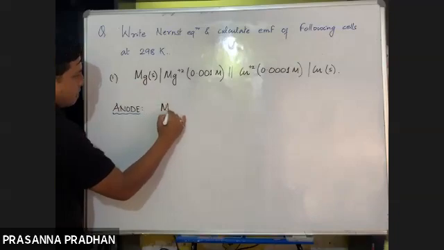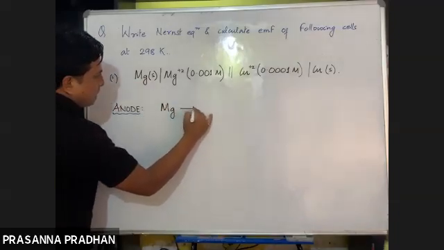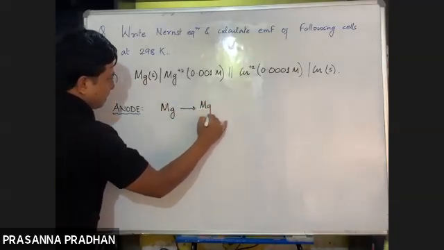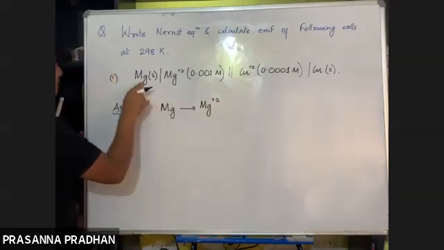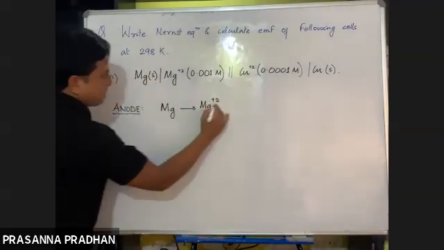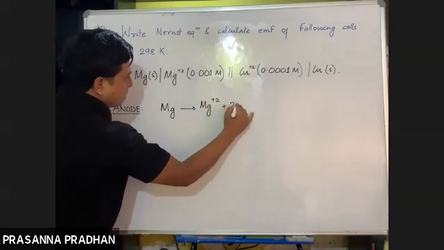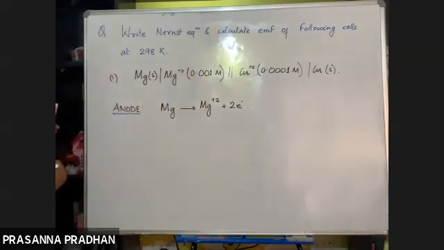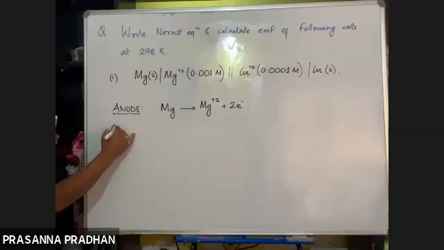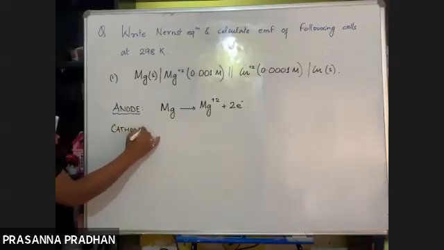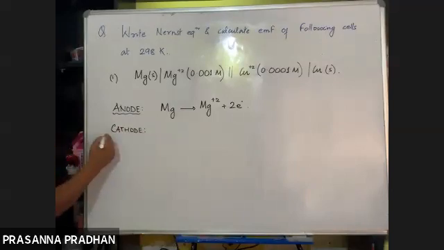Here, magnesium is getting oxidized to magnesium dipositive by losing how many electrons? By losing 2 electrons like this. So what is the reaction taking place at the cathode? The reaction which takes place at the cathode is reduction.